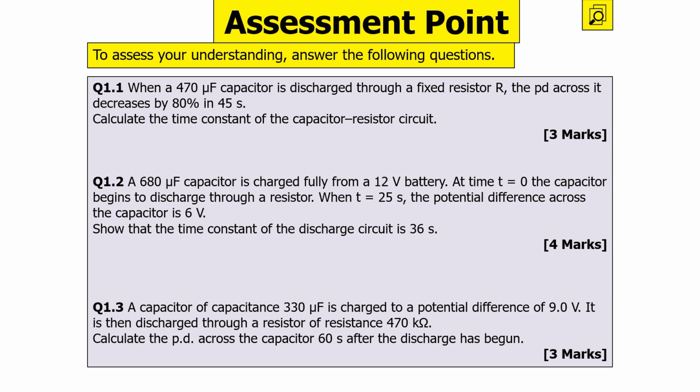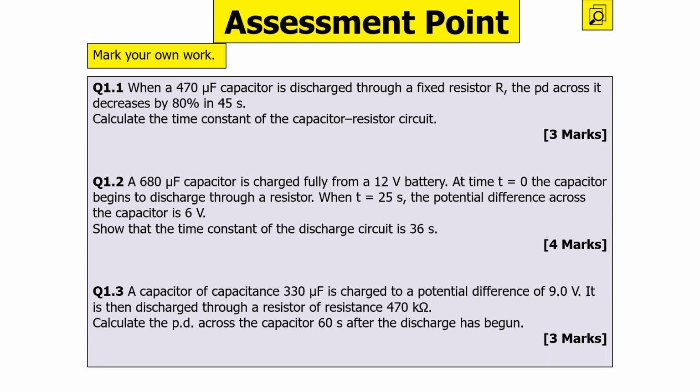36 seconds. Then a capacitor of capacitance 330 microfarads is charged to a potential difference of 9 volts. It is then discharged through a resistor of resistance 470 kiloohms. Calculate the potential difference across the capacitor 60 seconds after the discharge has begun. So pause the video now, then unpause the video when you want to go through your answer.